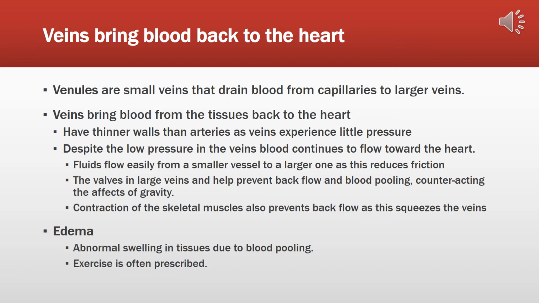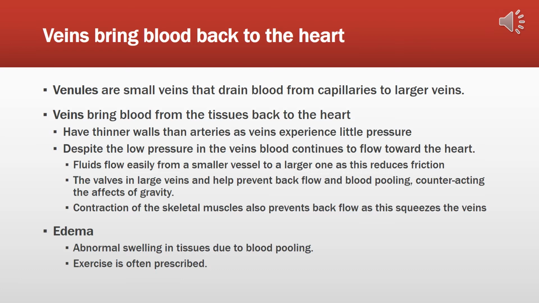Now the veins themselves, as do the venules, bring blood from the tissues back to the heart once again. Veins have thinner walls than arteries as they experience little pressure, and this is just because blood flow has slowed to this extent due to friction in the arteries. Despite the low blood pressure in the veins, blood continues to flow towards the heart, and this flow continues because fluids flow easily from smaller vessels to a larger one, as there's a reduction in friction as we go from smaller to larger.